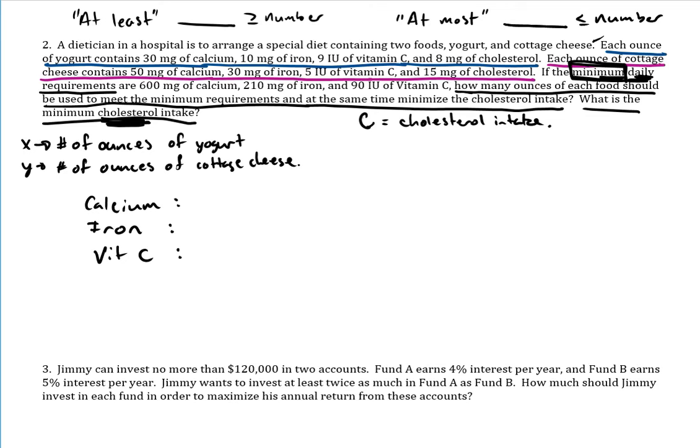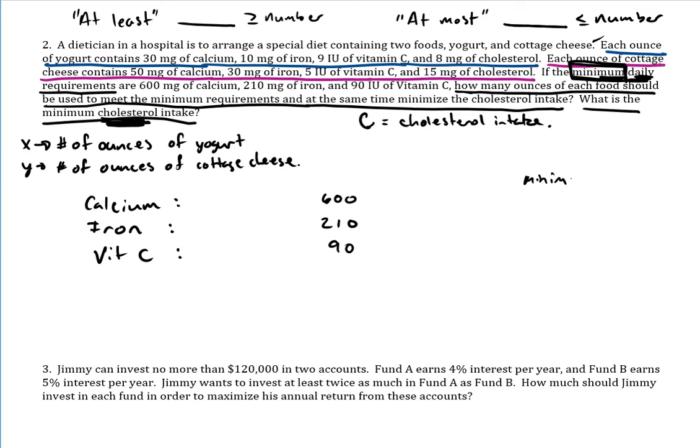Okay, so we've got calcium, iron, vitamin C, and they say the minimum daily intake. So the minimum daily intakes are these amounts. Let me put those total amounts to the side: 600, 210, 90. Okay, so there's all that. And then again, I see minimum. Minimum is one of these inequalities.